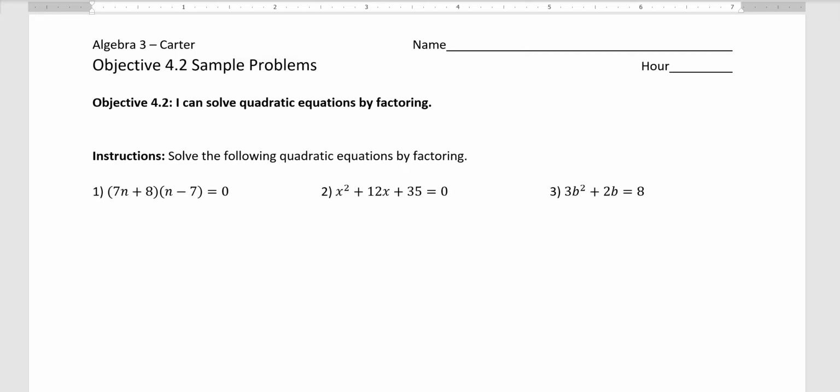Welcome to our Objective 4.2 sample problems, where we're going to solve quadratic equations by factoring.